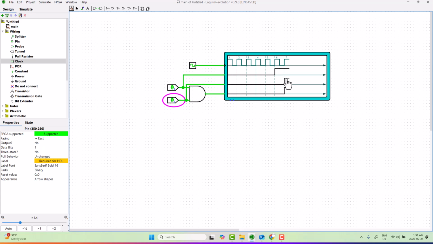It becomes 1. Okay, so you see here, when both input are 1, the output is 1. So if we change this one to 0, it goes back to 0 and so on. So that is how we understand the behavior of this gate. So let's say, for example, I want to try a different gate.